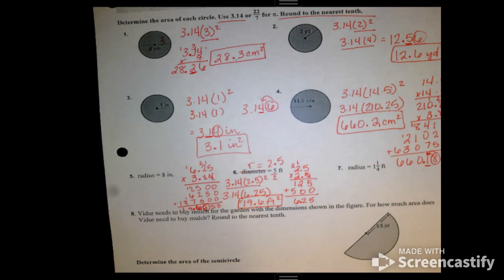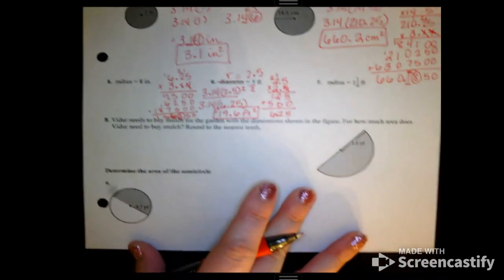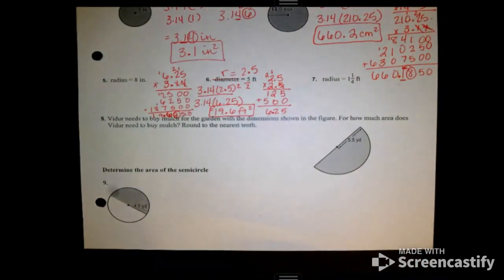Okay, did you do 2.5 times 2.5? Yes. And you got 6.25. Okay, so then you did 3.14 times 6.25. Okay. All right, on number 8. Look at the picture. I don't like that. Wait, was it 19.6 or 6? Yes. Good. Okay, what do we notice about number 8? I don't like it.